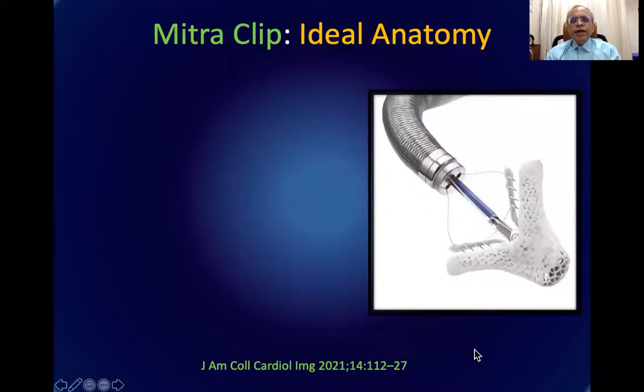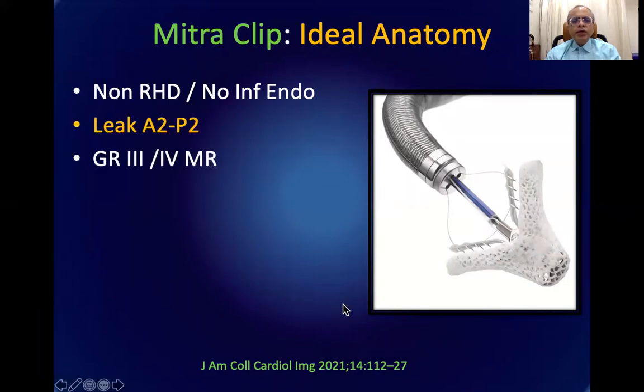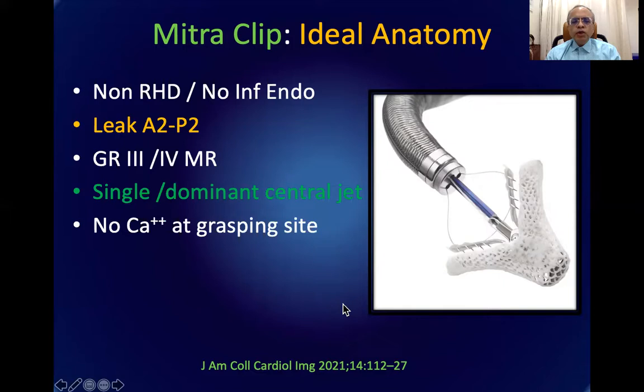The very ideal anatomy for MitraClip is a non-rheumatic heart disease patient, with no infective endocarditis. The leak should be at A2P2. It should be at least grade 3 or more. It should be a single dominant central jet. There should be no calcium at the grasping site. The non-tethered PML length should be more than 10 millimeters.